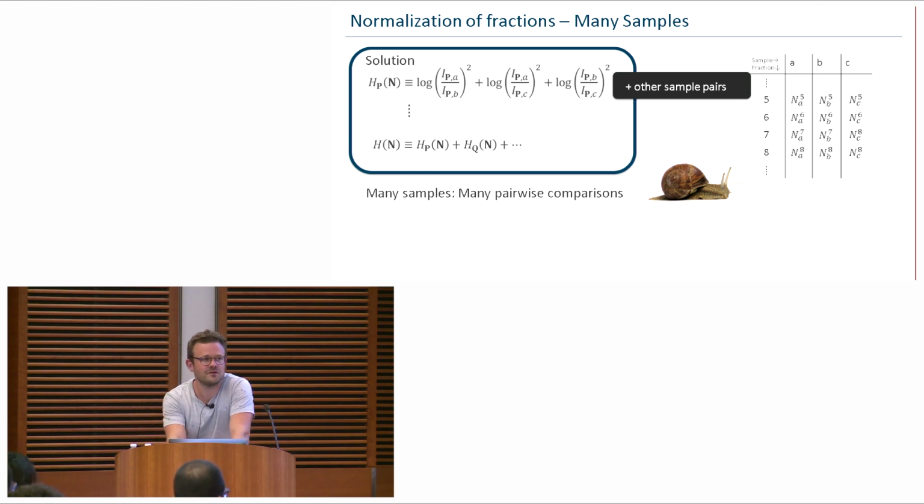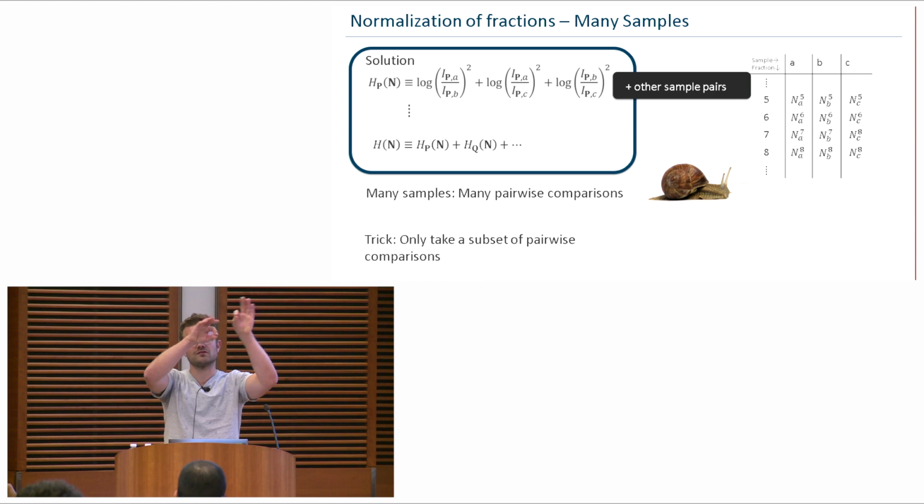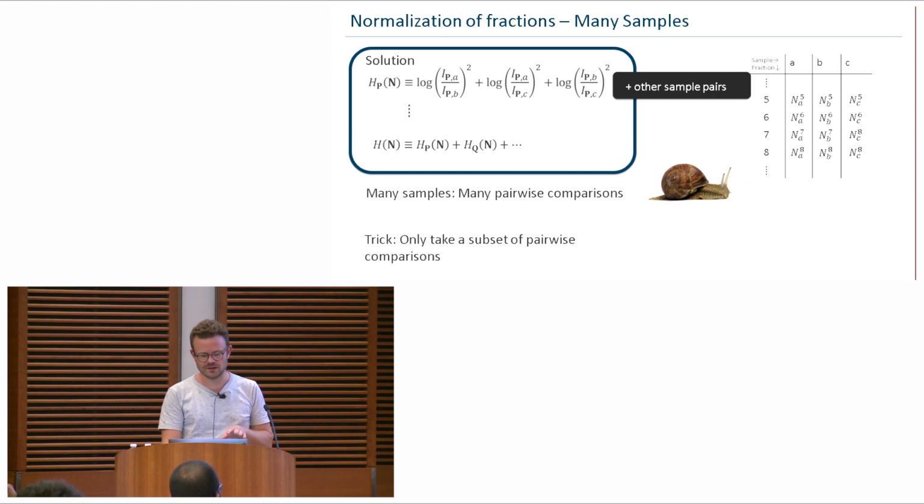And there is a very nice solution, or people call it a trick, which is to only take a subset of these pairwise comparisons, because there is so much data that is compared, and you don't have to compare all the peptides over all samples. So just taking a subset does the job perfectly, and this is called fast LFQ.